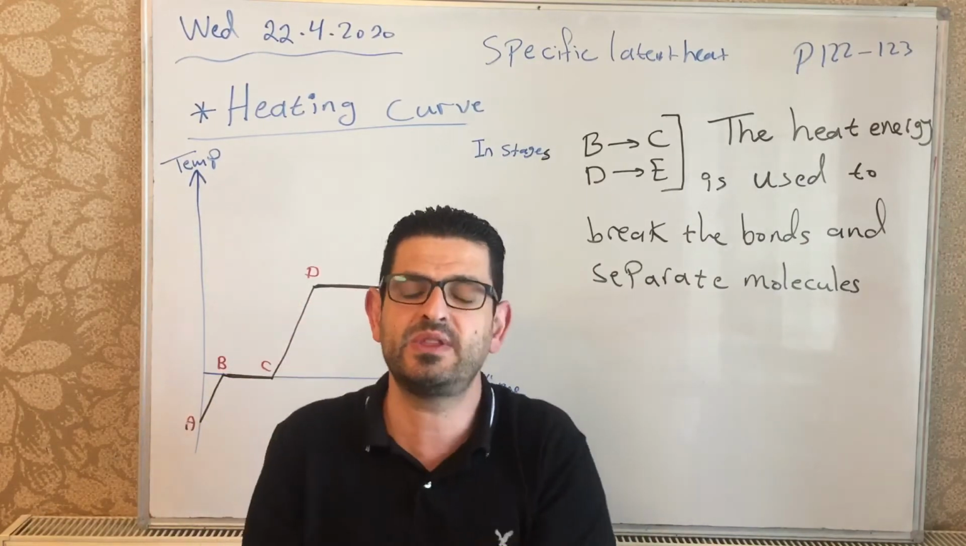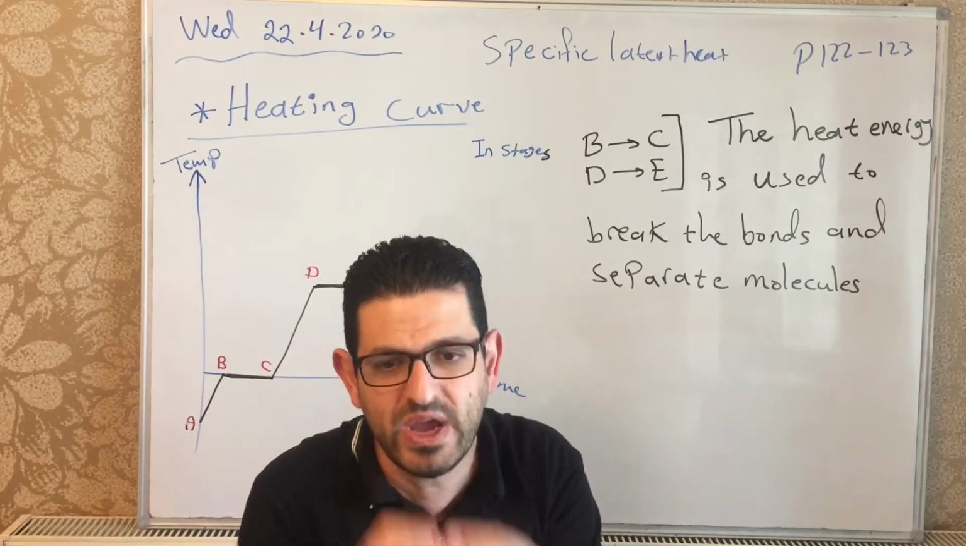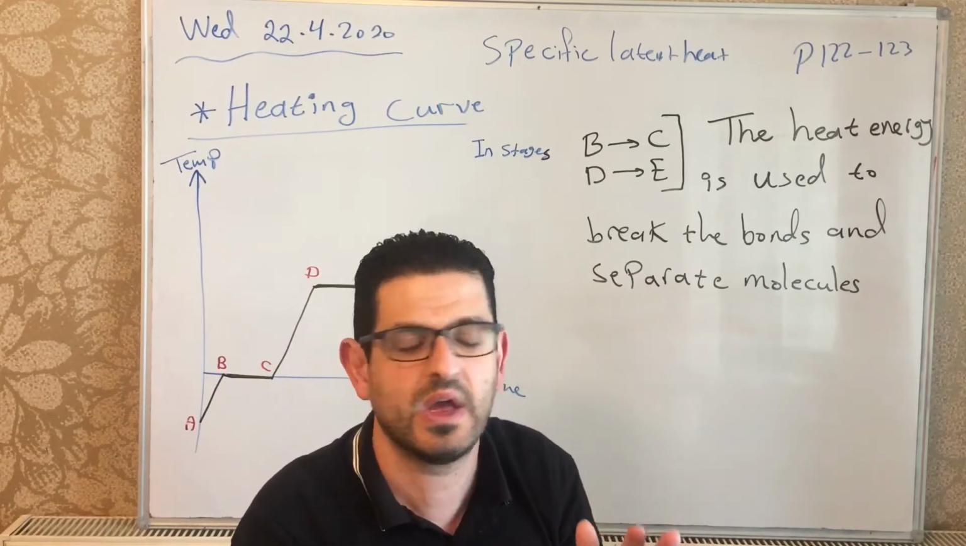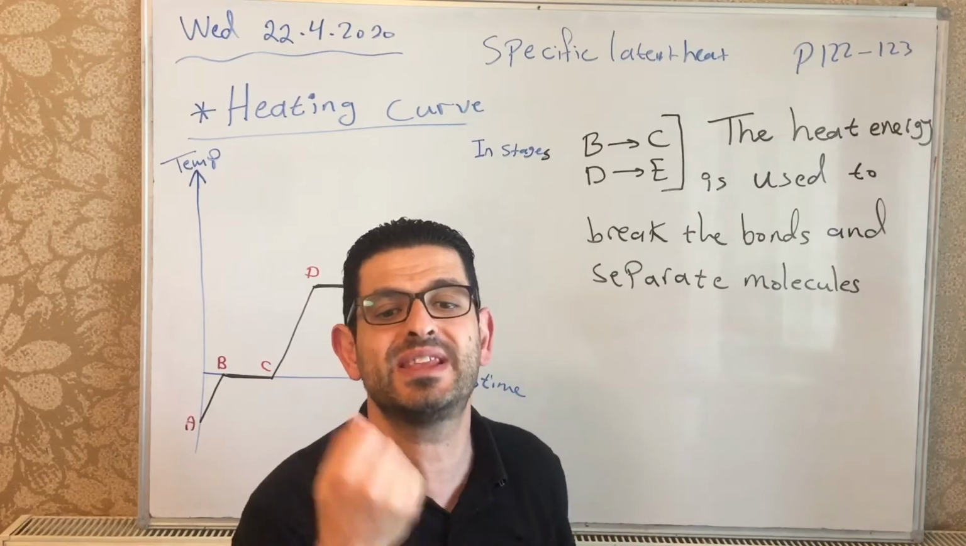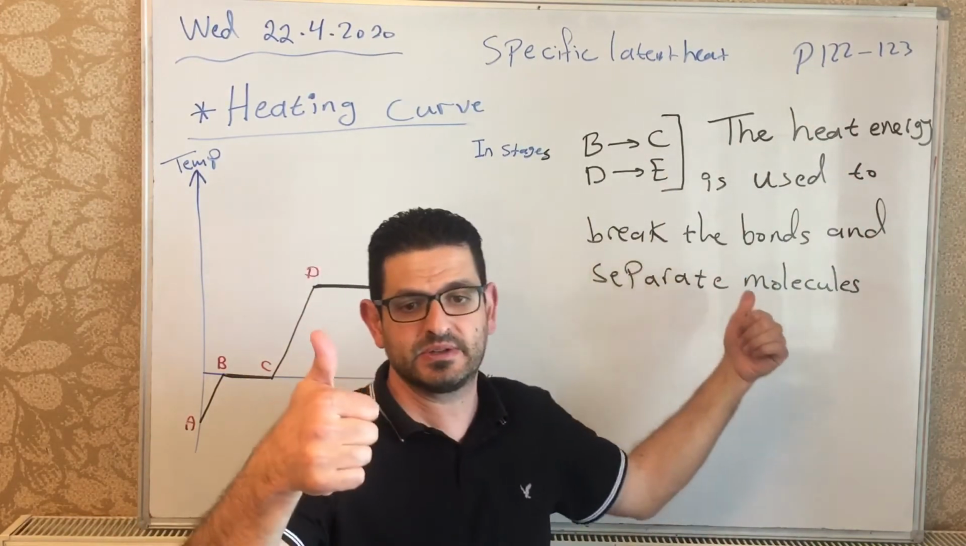Similarly, if it was liquid and you want to change it to gas, in liquid there are few, weak bonds. In gas, no bonds at all. How will you remove the bonds? You need energy. So the heat energy is used first to break the bonds.